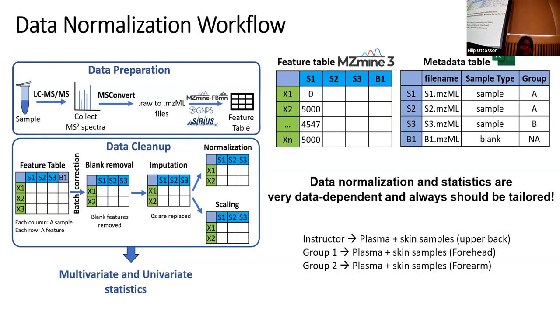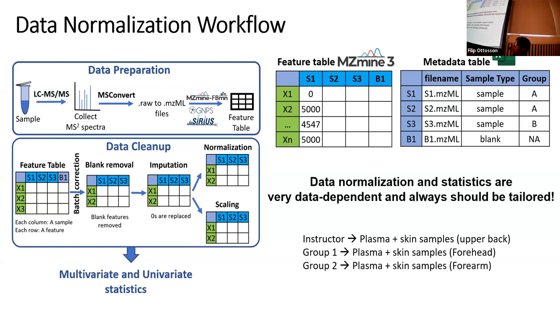Which is, as I showed here, some batch correction, blank removal, imputation, and some of the normalization techniques. I will show them in the coming slides. And once you've got your data cleaned, then you could also perform multivariate and univariate stats and visualize your data, which will be covered in the upcoming session. And disclaimer, all these data normalization and statistics are very data dependent. You have to have a clear idea of what data you're giving in, and it should be tailored. There's no one perfect way for all kinds of data.